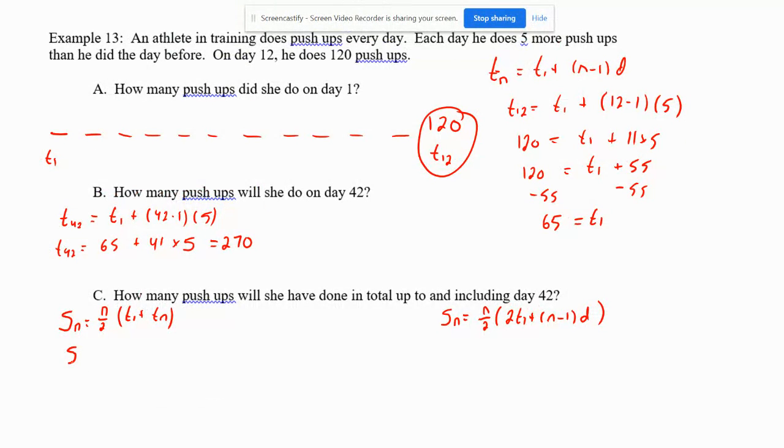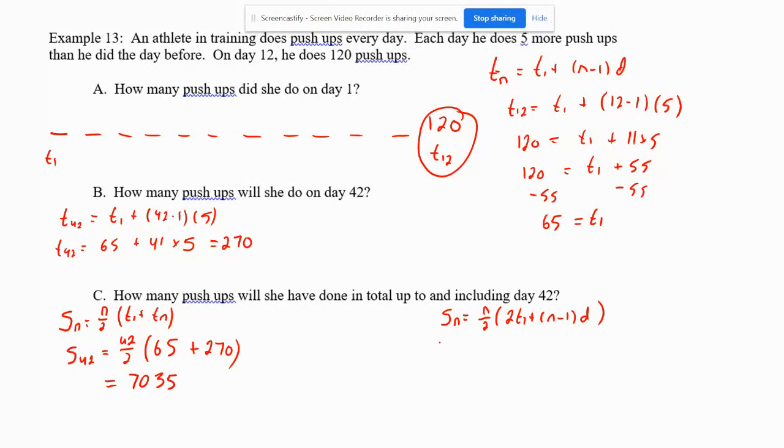Okay, so for the first one, we want S42 equals 42 over 2. T1, we calculated, was 65. Day 42, our last one, so T42 is 270. Calculator time: 42 divided by 2, bracket, 65 plus 270. Guys, I'm just putting this expression here into my calculator, and the answer is 7,035.